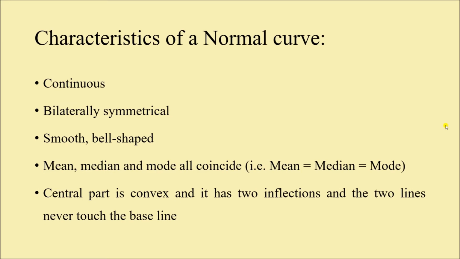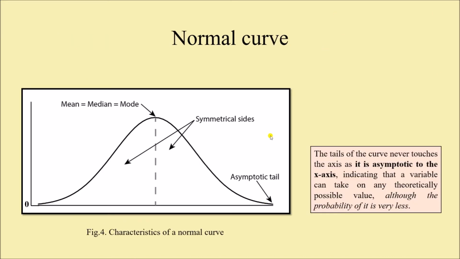What are the characteristics of a normal curve? It should be continuous, bilaterally symmetrical, smooth and bell-shaped, mean, median and mode all should coincide, and the central part is convex and it has two inflections and the two lines never touch the baseline. So let us explain all these characteristics in this diagram. So this is what a normal curve should look like. We have the x-axis here denoting the continuous variable. In the y-axis we have the frequency.